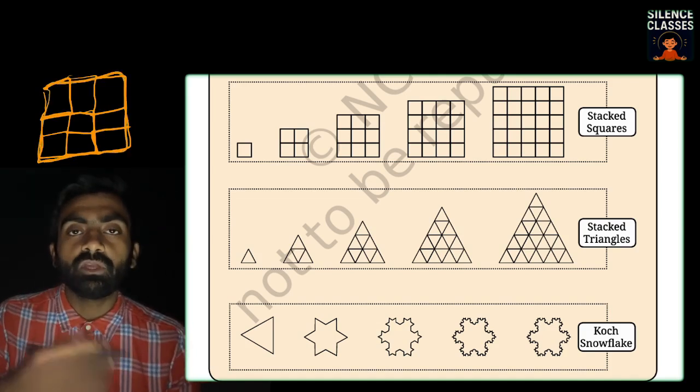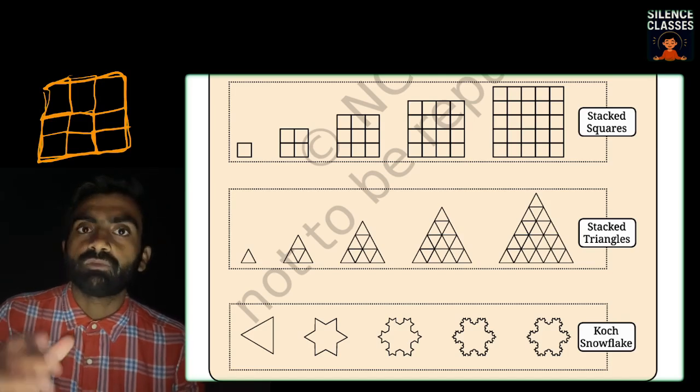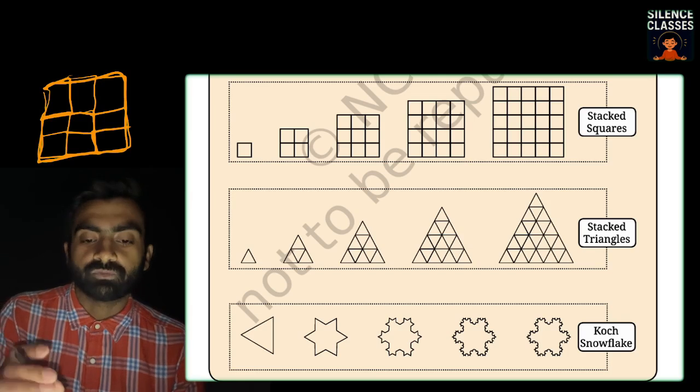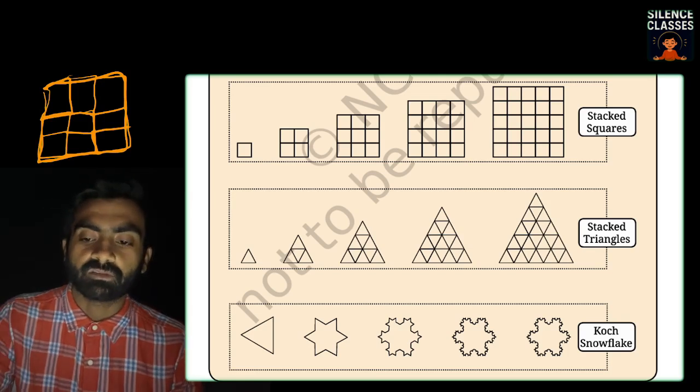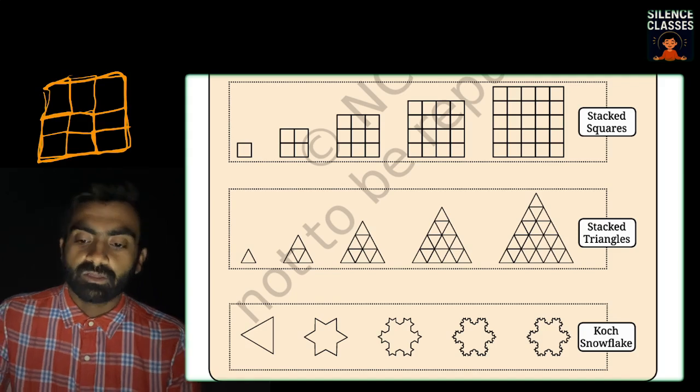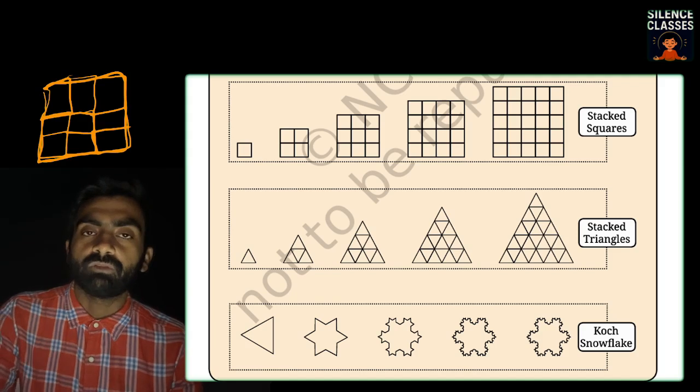So we will use the squares to make the figure bigger, but the figure should be a square only. That is known as a stacked square. Stacked triangles: we will use small triangles to make a big triangle. We will put them in a manner that we can make a big triangle.